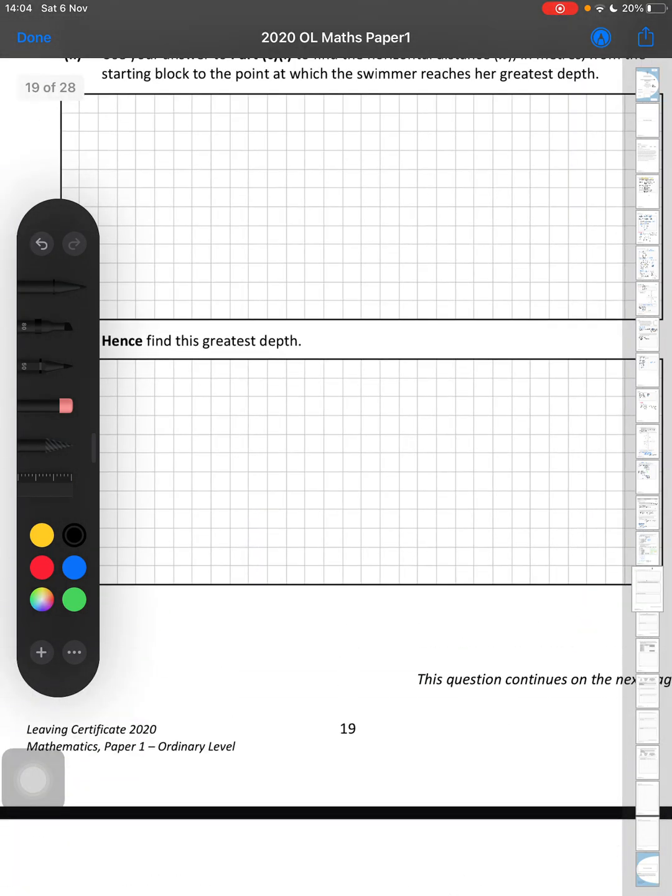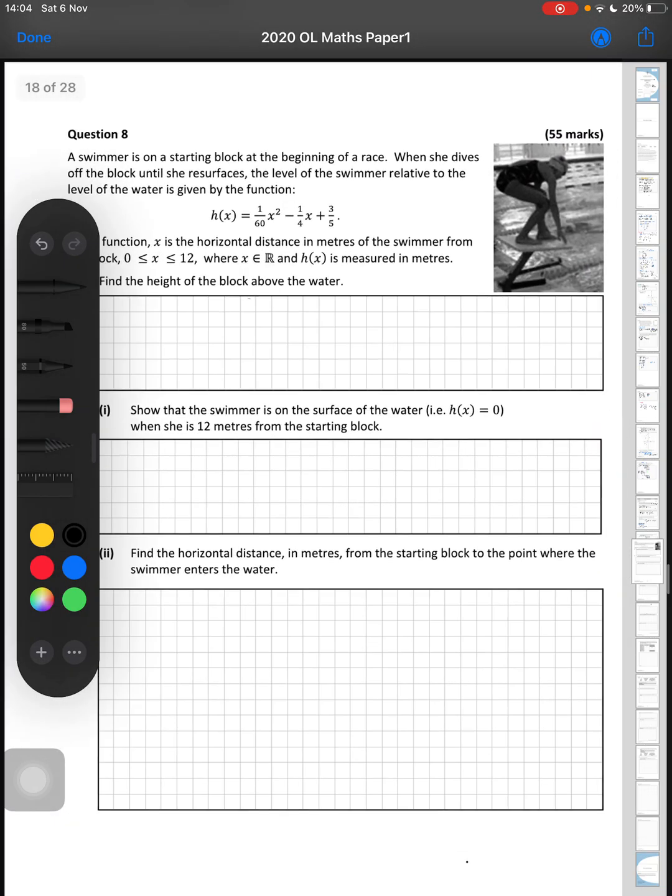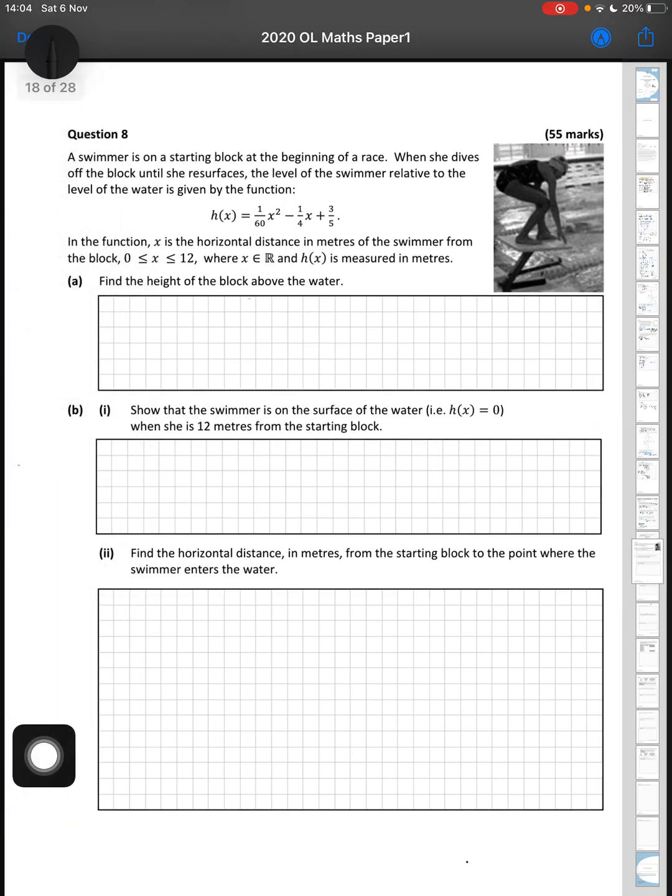Okay, so question 8 here is worth 55 marks, so I might split it up. We have an A, B, C, and D. So maybe I'll do A and B first, and then we'll do C and D together.